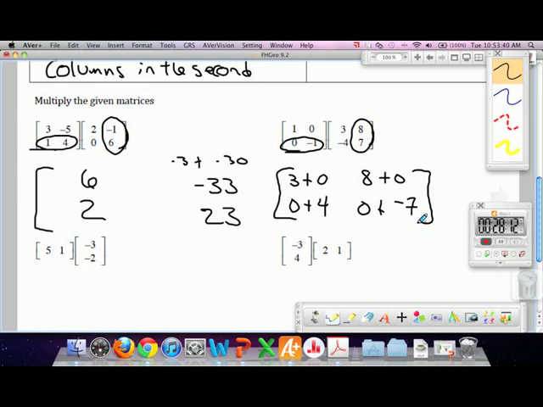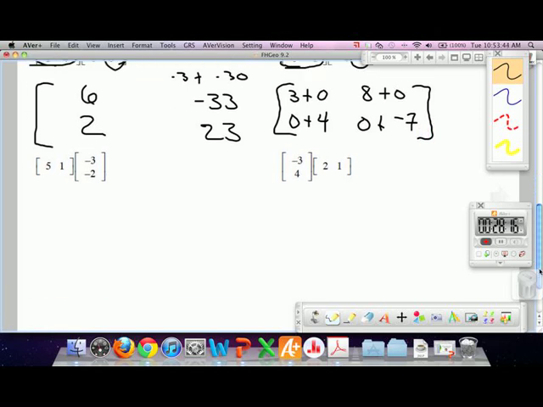First of all, let's describe what the dimensions of this are first, and then we'll think about what the answer is going to be. What's the dimensions of this first matrix? 1 by 2. 1 row, 2 columns. Okay, what's the dimensions of our second matrix? 2 rows, 1 column. All right, let's try to multiply these things.